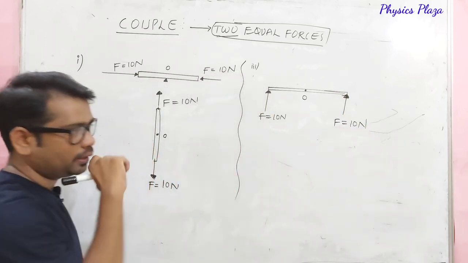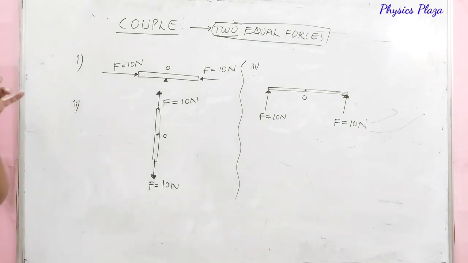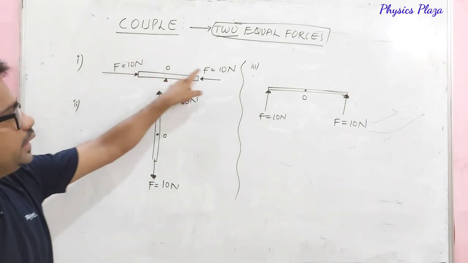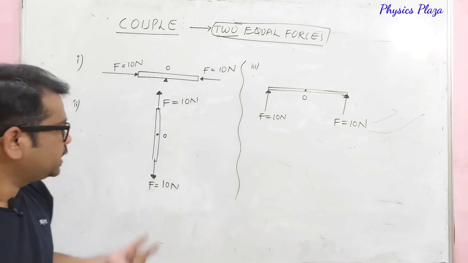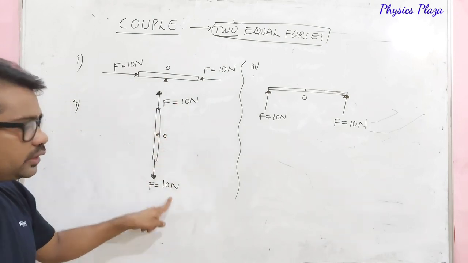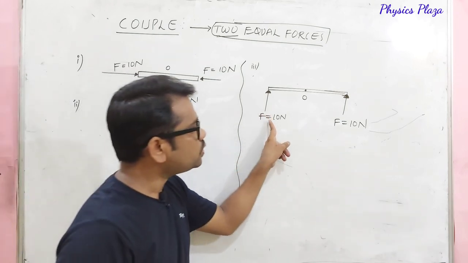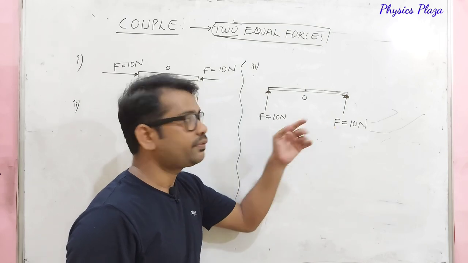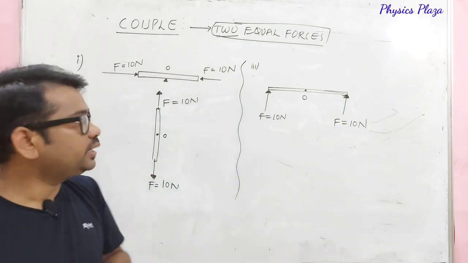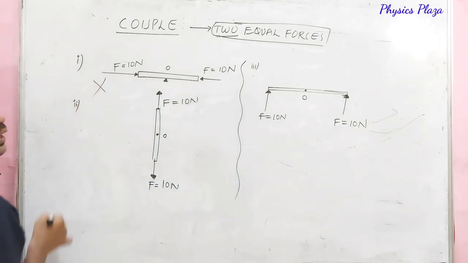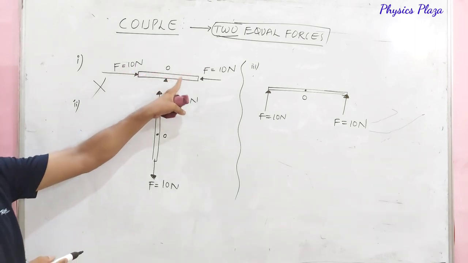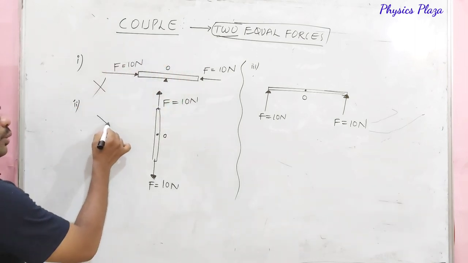But dear children, just try to observe these examples. In the first case, both equal forces are acting on the body at different points. Here also both forces are acting at different points only. But dear children, in these three cases, the two forces which are acting do not form a couple. They do not produce a couple.